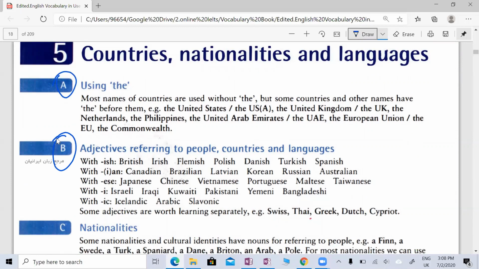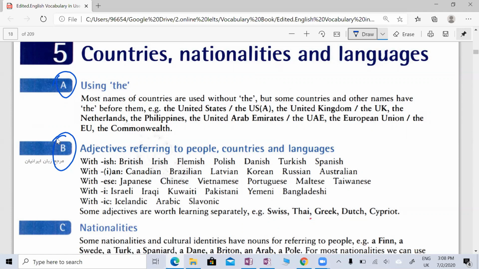The next thing is adjectives referring to people, countries, and languages. I mean, when you use nationalities or countries as adjectives. Adjectives referring to people, countries, and languages with ISH, like British. The last letters are ISH. Britain is the country, British is the nationality.